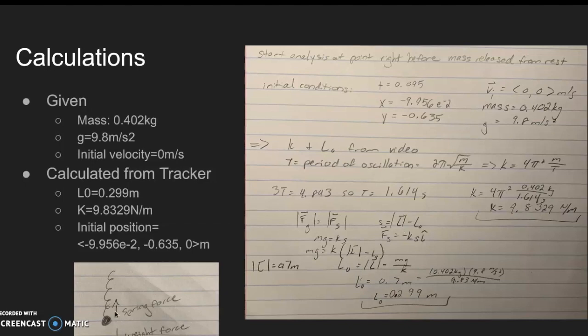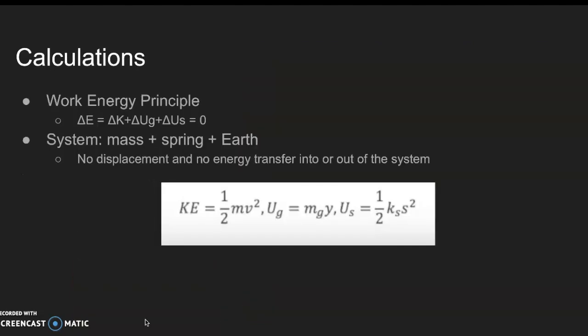And the spring force is acting in the opposite direction of the weight force as shown in the free body diagram. The work energy principle is the sum of the change in kinetic energy, the change in gravitational potential energy, and the change in spring potential energy, and the system is the mass plus the spring plus the earth, and there is no energy transfer into or out of the system, so you would expect the work of the system to be 0. Each of these equations is worked out below for the kinetic energy, the gravitational potential, and the spring potential.